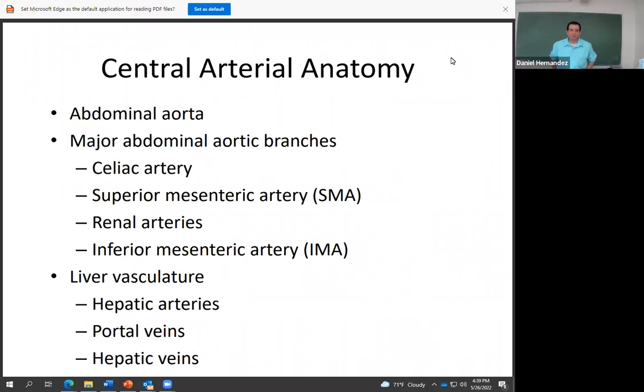So when we're talking specifically about central arterial anatomy, we're talking mainly the abdominal aorta. In terms of imaging the aorta, in vascular, we focus on the abdominal aorta because that's what we're able to see and image in the realm of vascular sonography. Us being echo techs as well, we could see and assess the thoracic aorta in the chest.